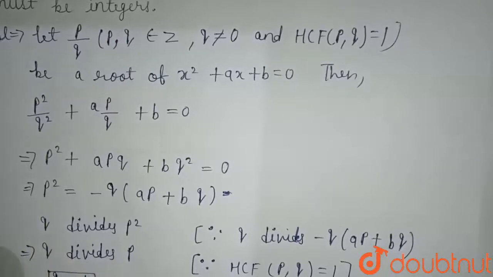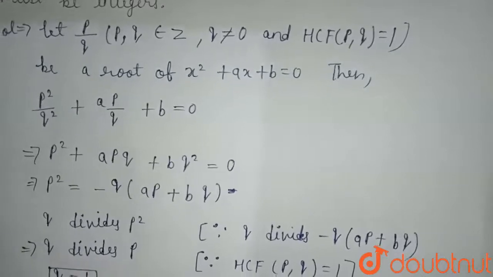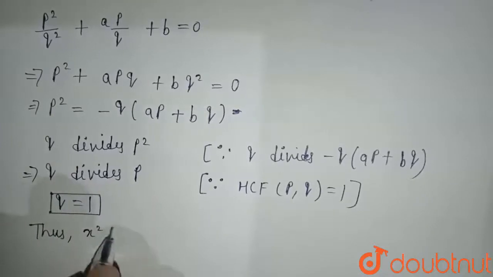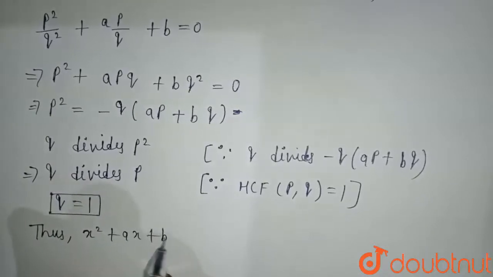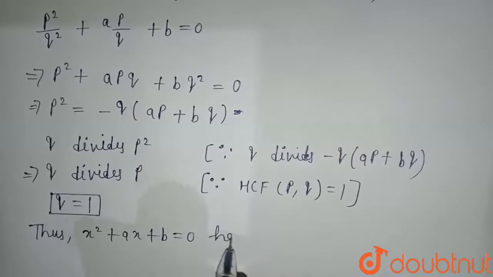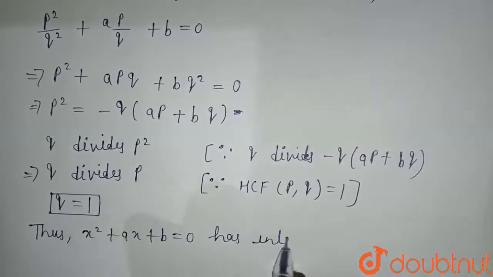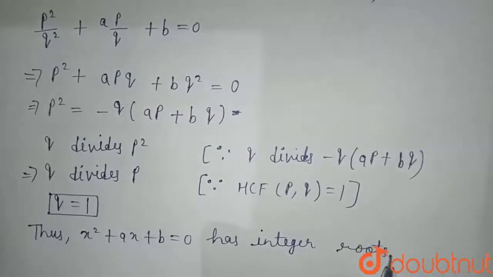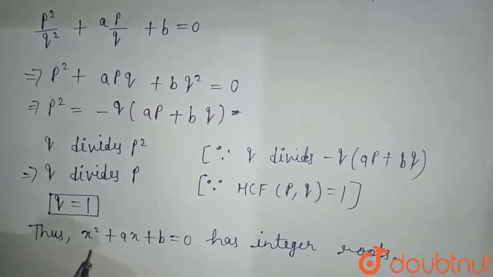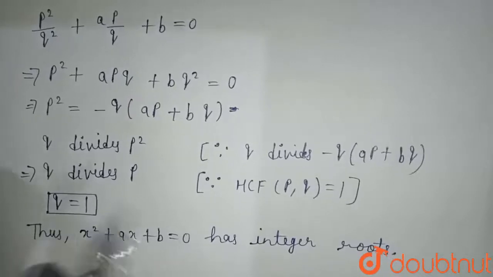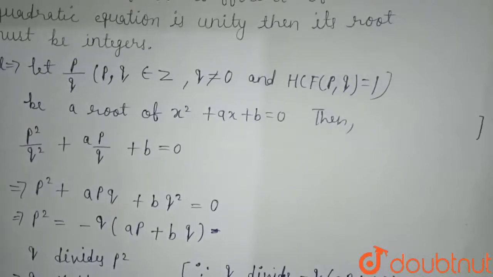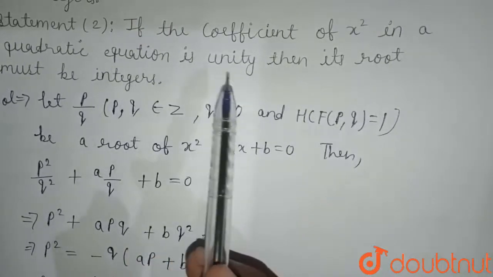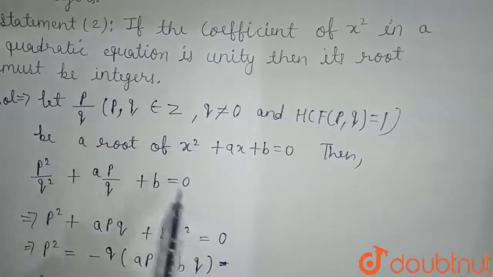Thus x square plus ax plus b equals 0 has integer roots. So the first statement is true. Okay, first statement is true, and what is the second statement? The second statement is, if the coefficient of x square in a quadratic equation is unity, then its roots must be integers.